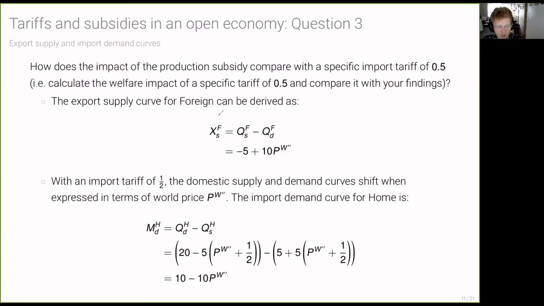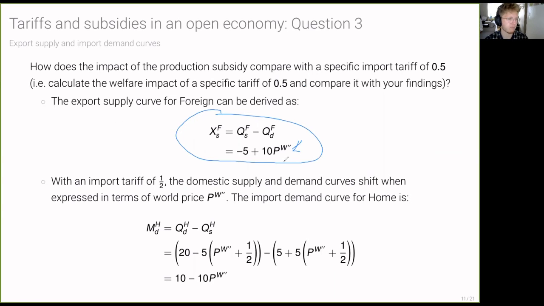A specific import tariff, what is that going to do? Recall that it's going to raise the price for both consumers and producers, as opposed to a subsidy that we previously considered, which just increases the price for producers. If home is applying a specific import tariff, then the application of that tariff might change the world price, which is why I'm calling the new world price PW tilde tilde.